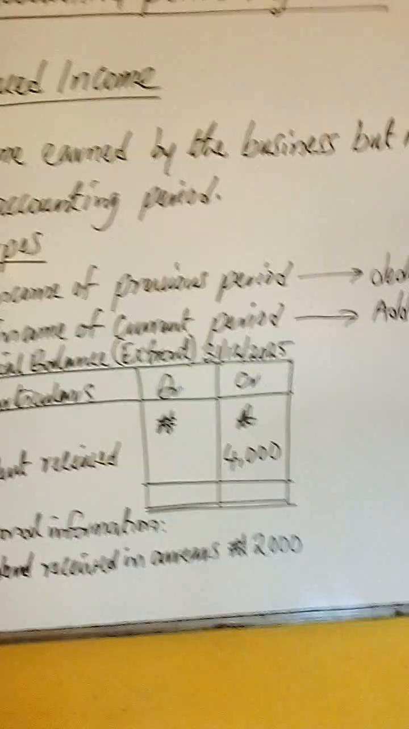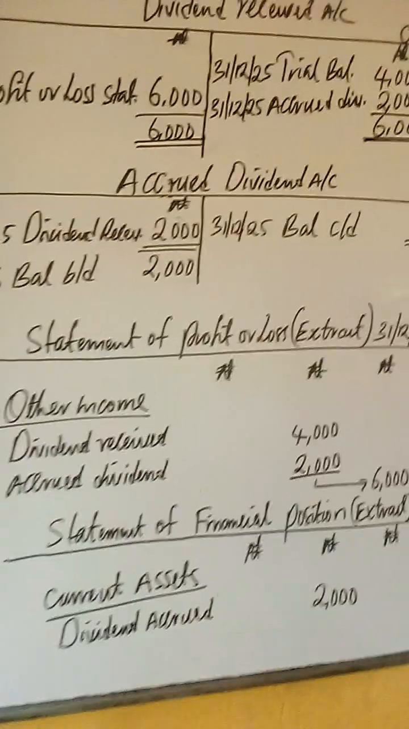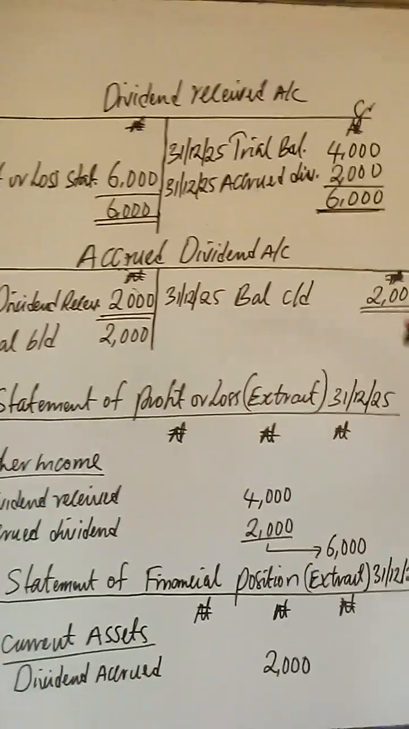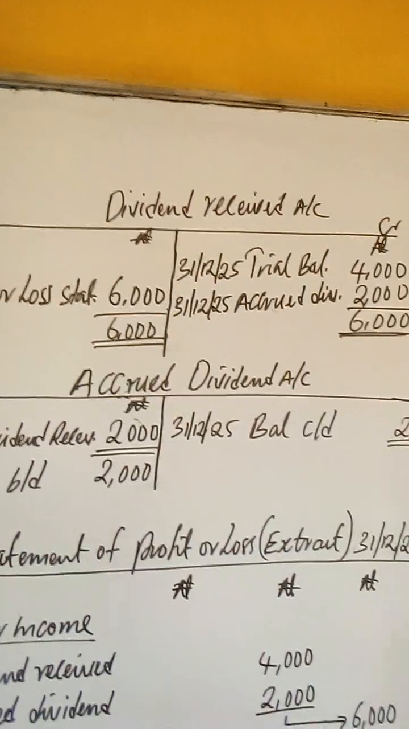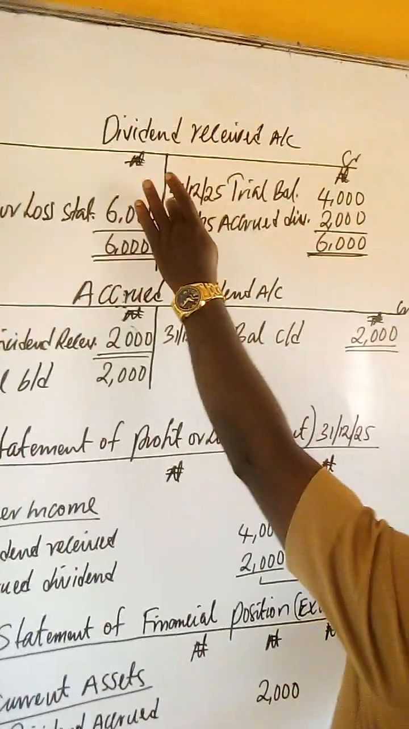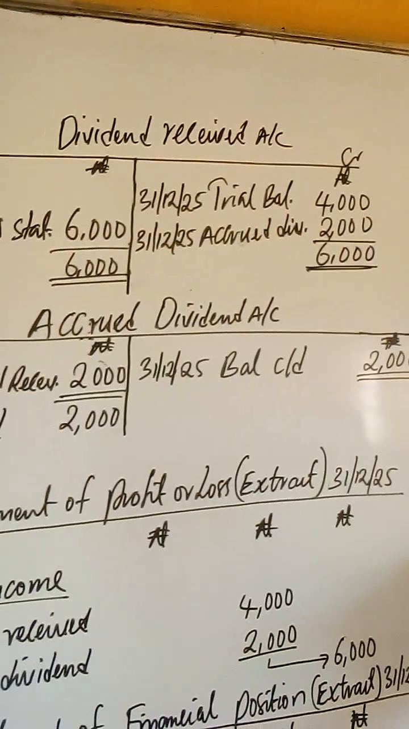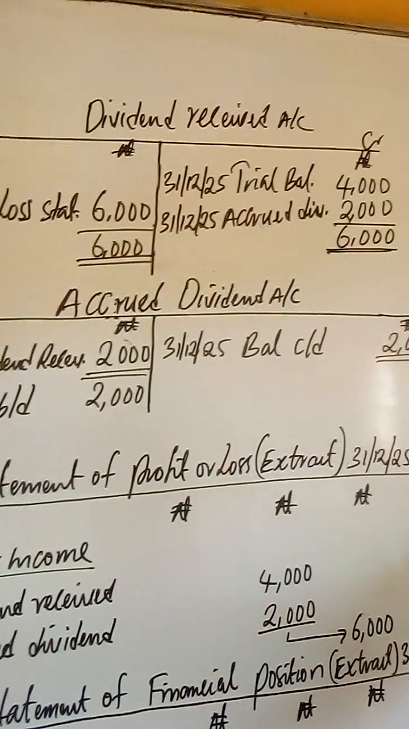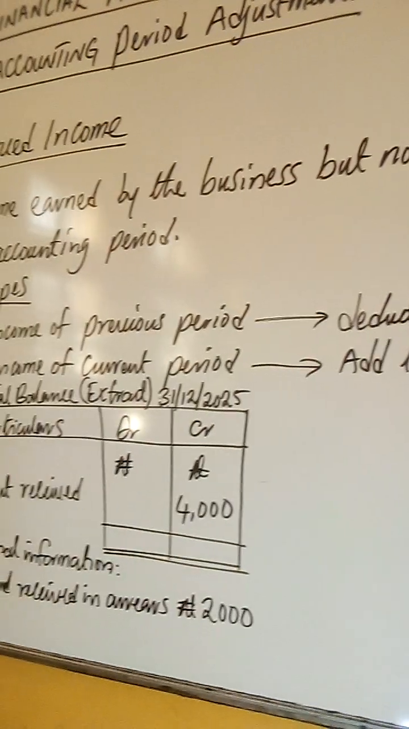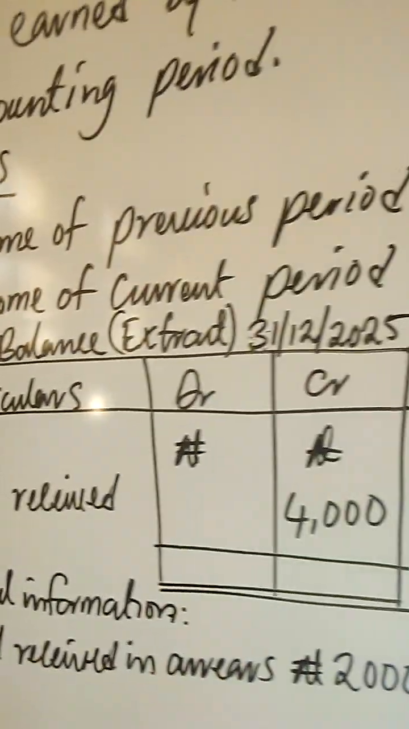Let's look at how we treat it via the ledger to incorporate it into the adjusted trial balance. You open what is called the dividend received account. Then on the credit side, you bring the amount that was paid via the trial balance. As you can see, it was on the credit side of the trial balance. You take it to the credit side of the dividend received account, which is an income. Simple principle is that all income are credited.